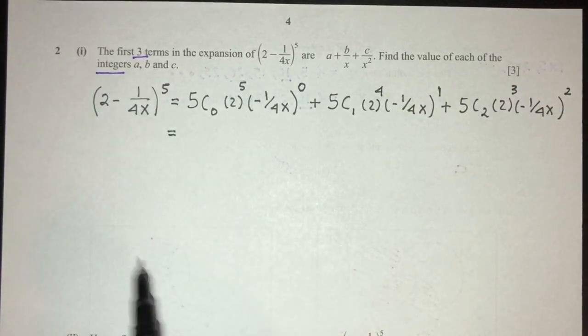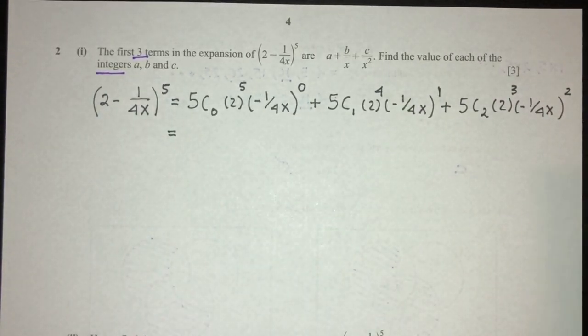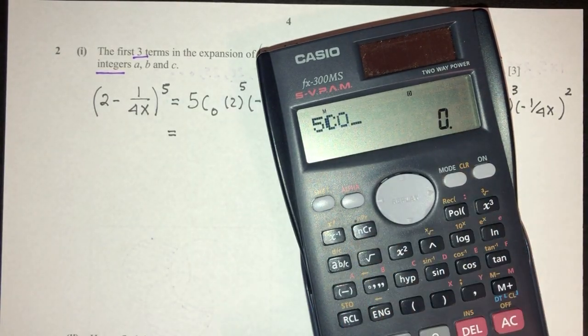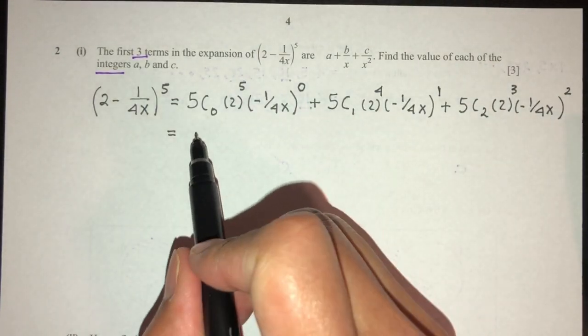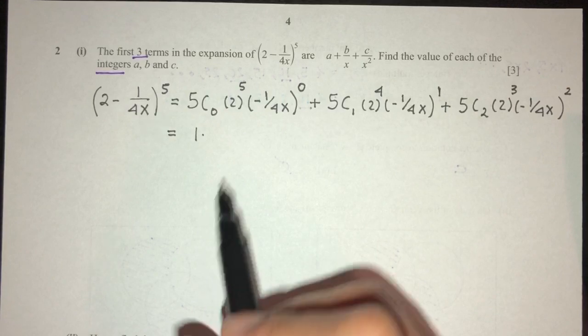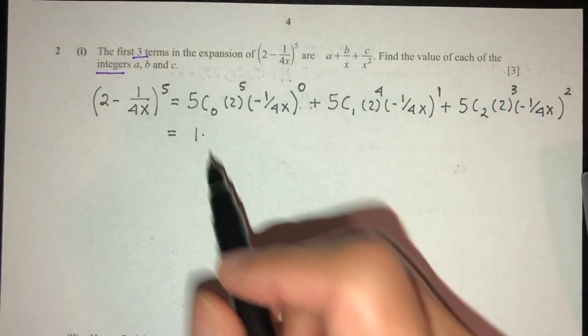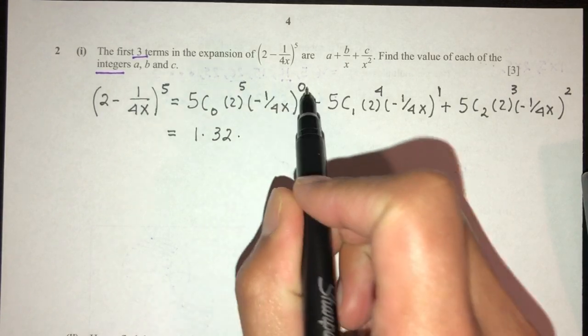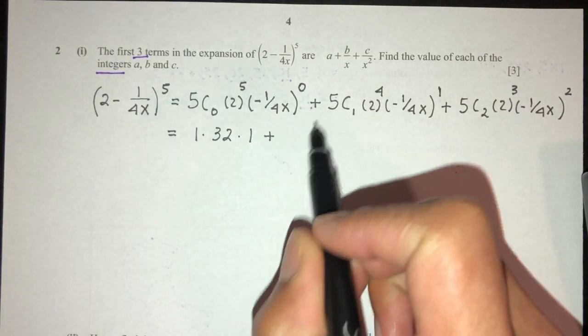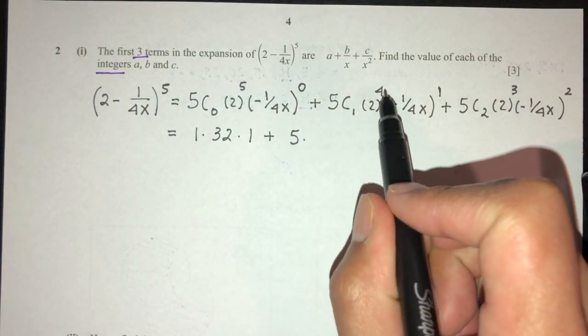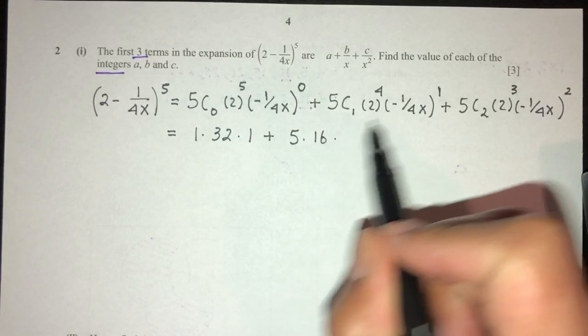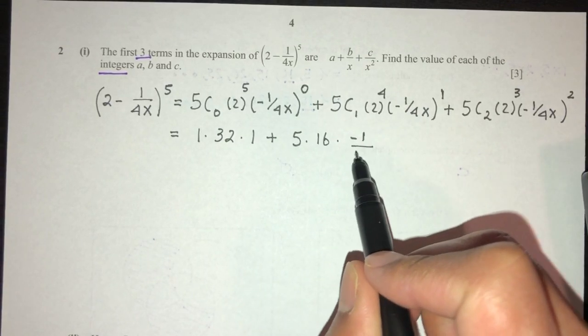Let's simplify one by one. What is 5 choose 0? We can check. 5 choose 0 is 1. And what is 2 power 5? That should be 32. And anything power 0 is 1. 5 choose 1 is 5. 2 power 4 is 16. This will be minus 1 over 4x.